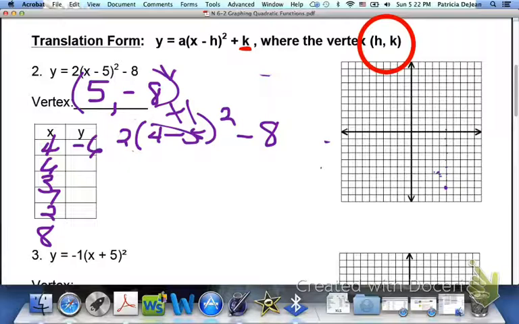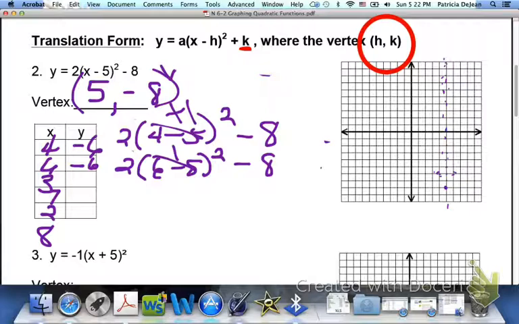Okay. And then at 6, we have 2 times 6 minus 5 squared minus 8. That's 1 squared, times 2, that's also -6. So 1 over from the vertex, we went up 2 on each of these. And as you notice, this parabola is symmetric about this axis of symmetry, which runs right through the vertex and goes right down here through the vertex. If you think of a vertical line going straight through the vertex, that's your axis of symmetry.